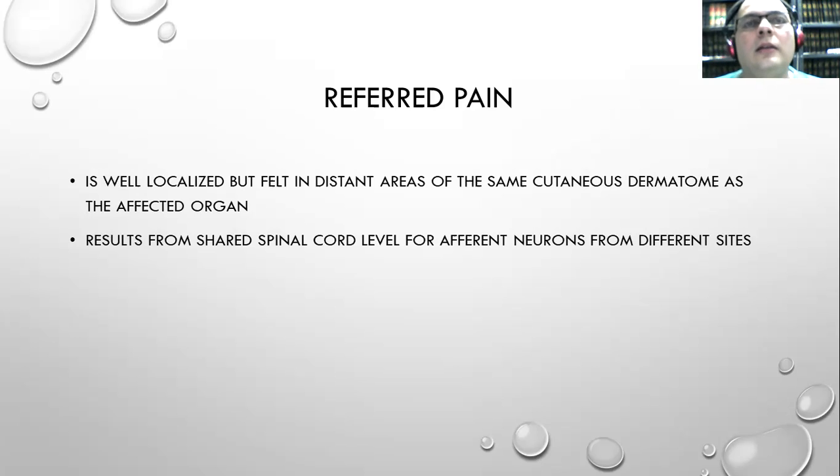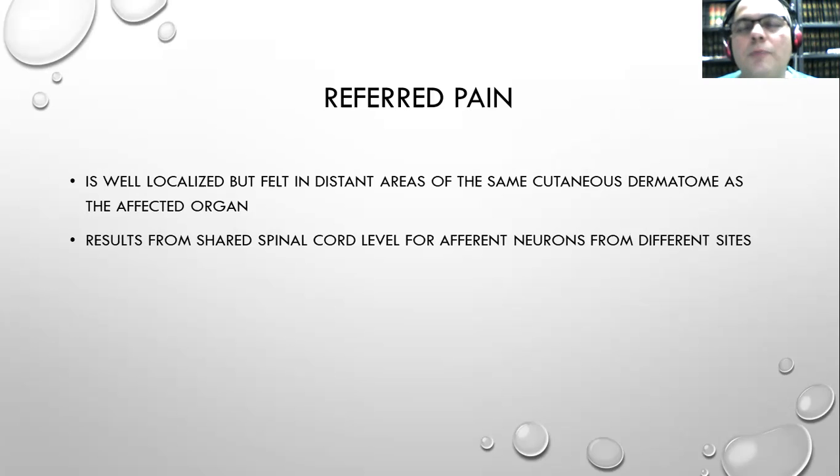Like the liver is supplied by the same dermatome of the spinal cord, which again supplies the muscles of the right shoulder. So pain in the liver or pain in the gallbladder will be felt in the right shoulder.